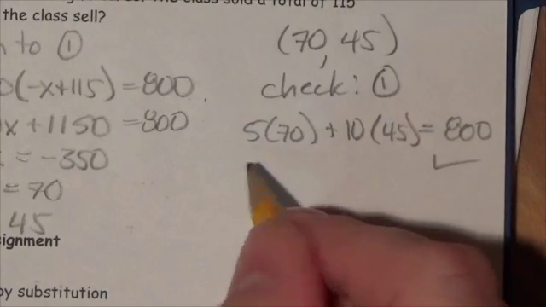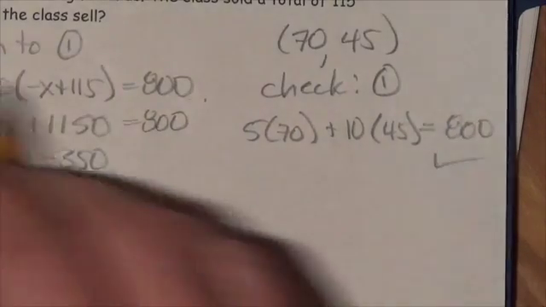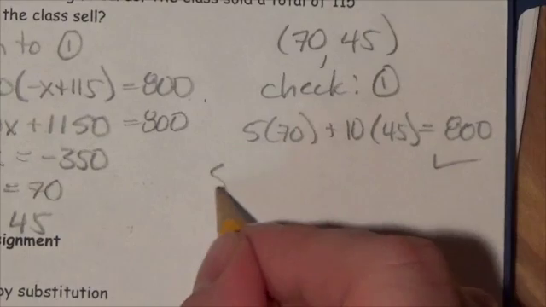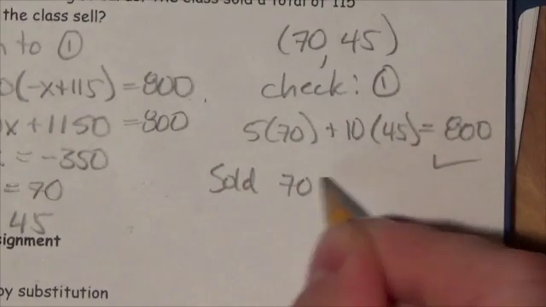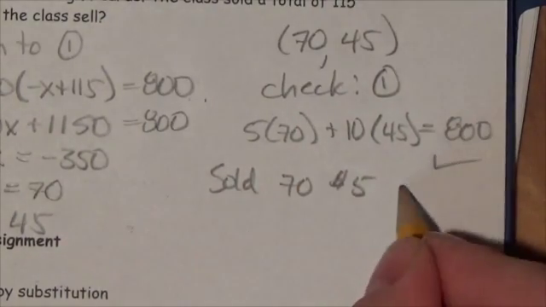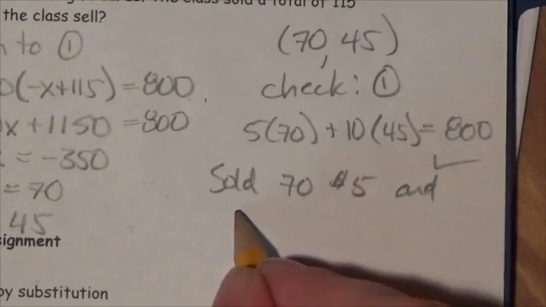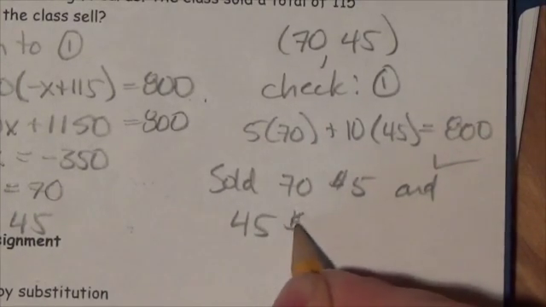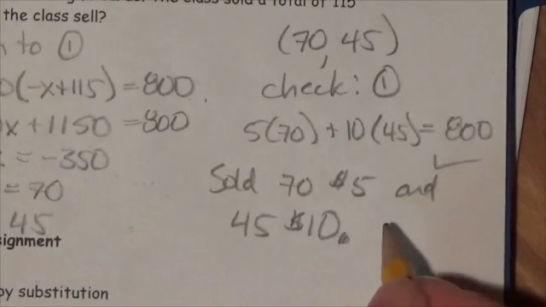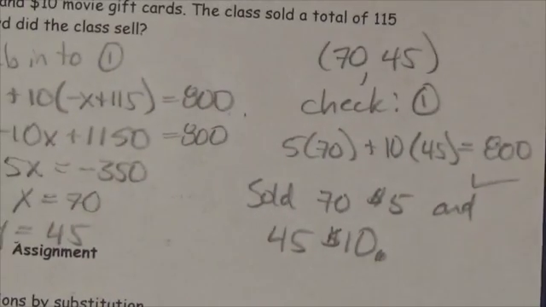So this means that, how many did they sell here? I'm sorry, I've got this backwards here. They sold 70 $5 tickets. And what did we sell? 45 $10 tickets. That's what we're looking for. Good. And so there you go. That's how you use substitution. You isolate a variable, and then you get the point out of that, and you can plug that point into the other equation to create a single equation with a single variable that you can solve.